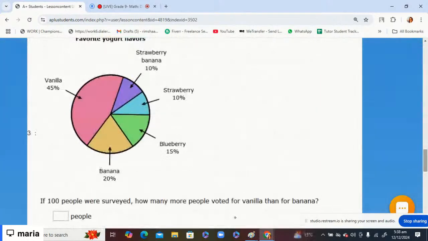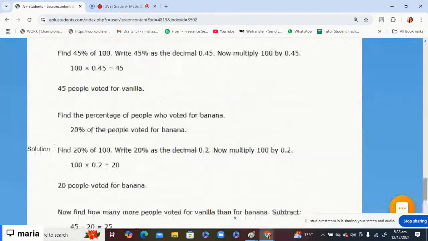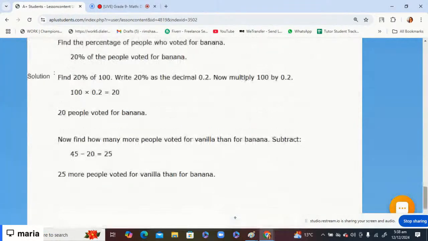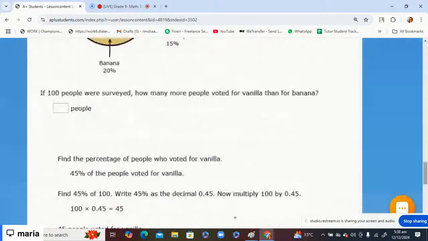This is 45 people, and that is 20 people for the banana, 45 people for the vanilla. And now in the end, you're going to subtract 45 minus 20. Okay, so 25 more people voted for the vanilla than for the banana.